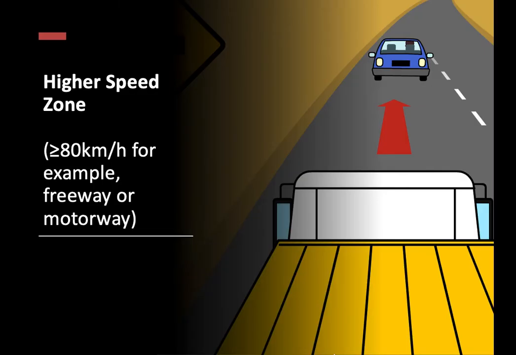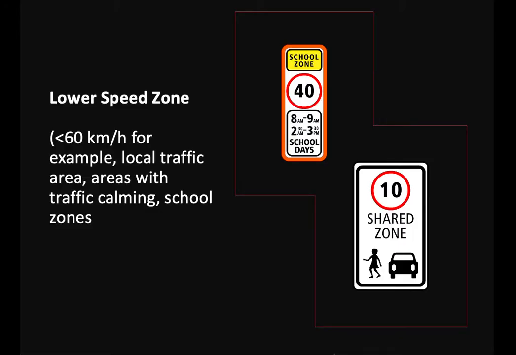Higher and lower speed. Okay, so a higher speed zone is equal to or greater than 80 kilometers an hour, for example, on the freeway or motorway. And a lower speed zone is less than 60 kilometers per hour, for example, local traffic areas with traffic calming and school zones. Just to make a little note about our high speed zones, some people say to me that in some of the very built up areas they don't get to high speed zones. Most of them will, in my experience, get to at least a 70 zone.